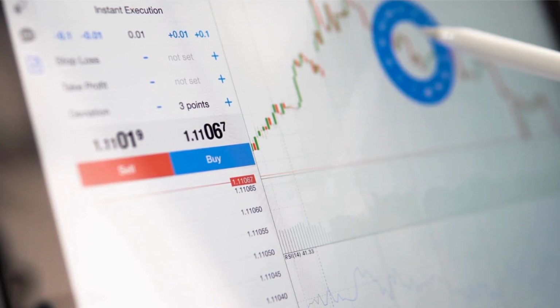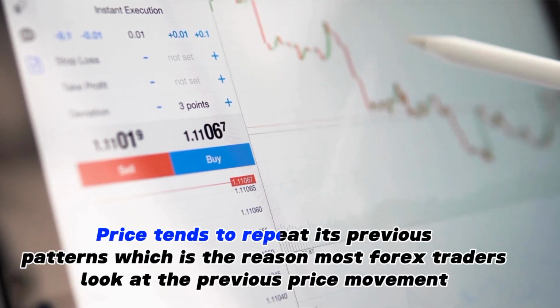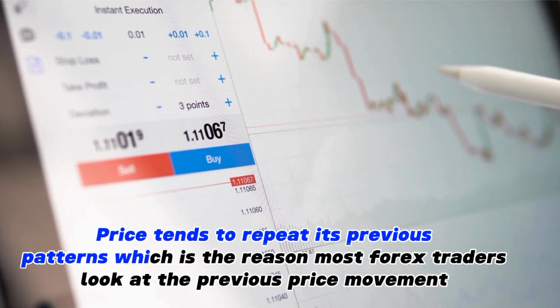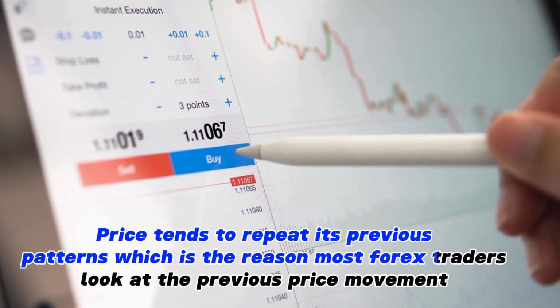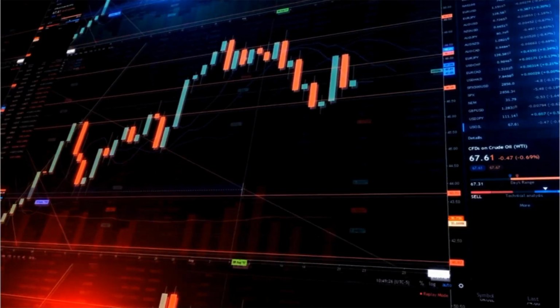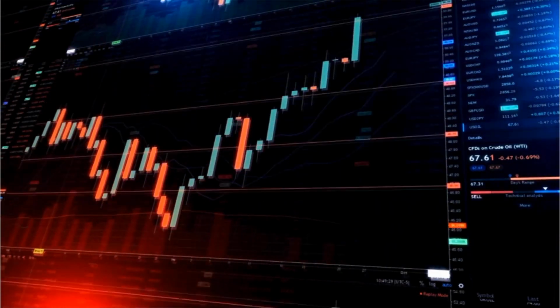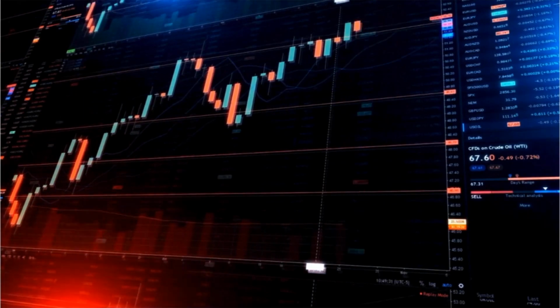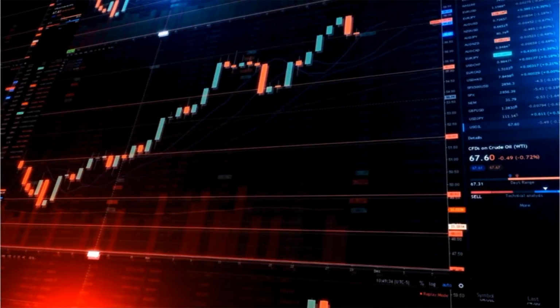So guys, forex traders who use price action tend to believe that price patterns tend to repeat themselves in the future, which is the reason they have to look at the past movements so as to predict the future movements. So forex traders who use technical analysis base it on the previous behavior of the price.